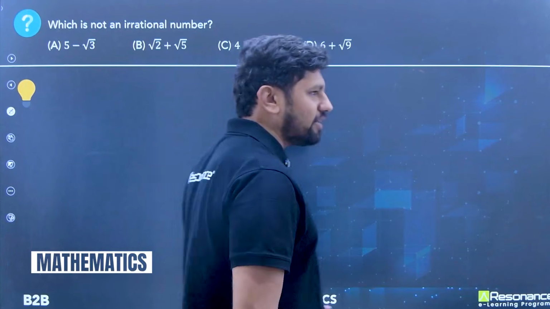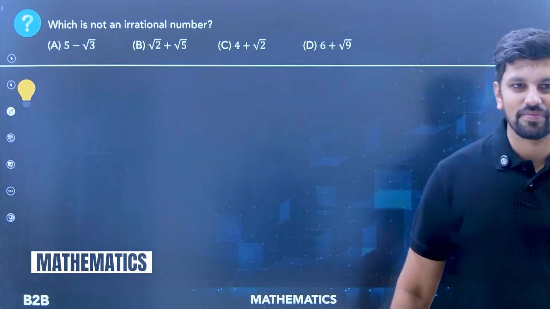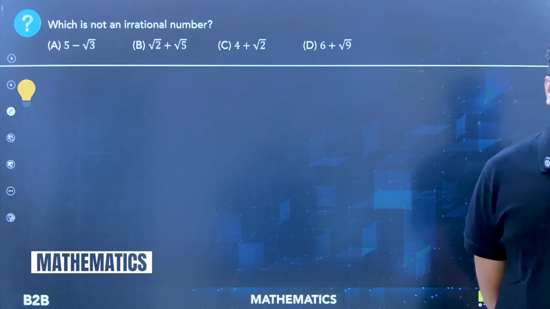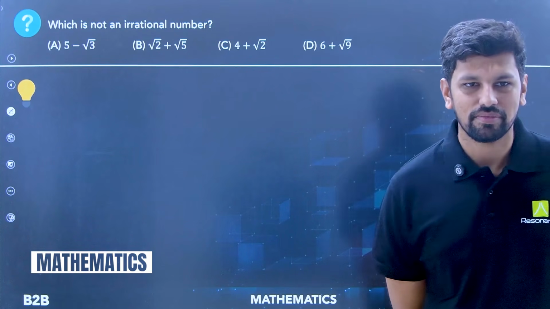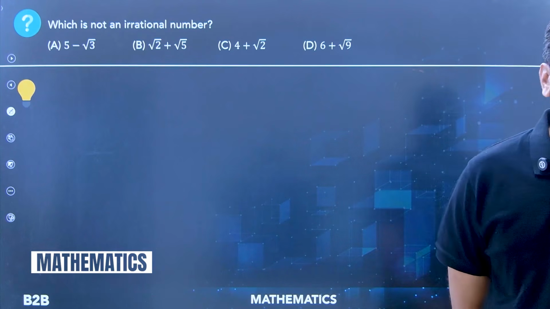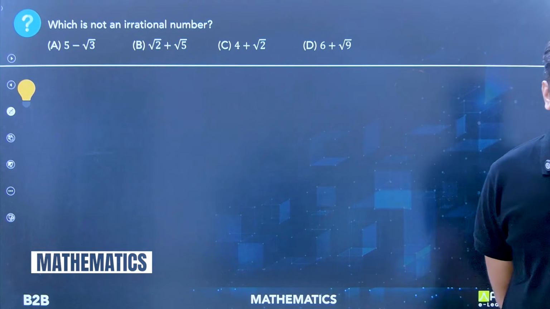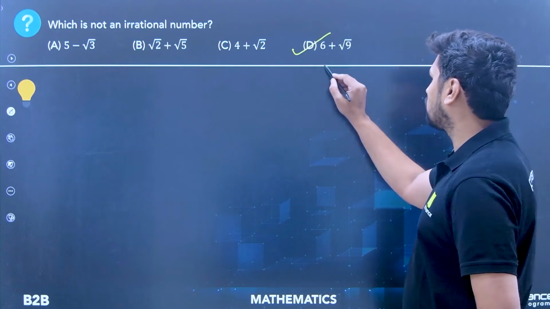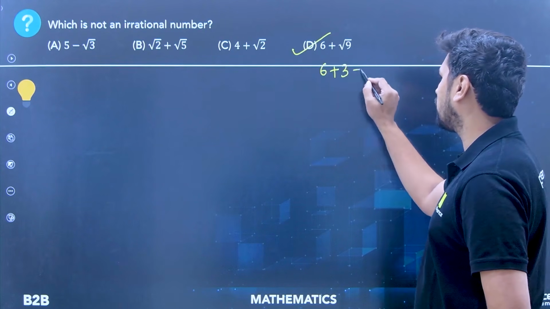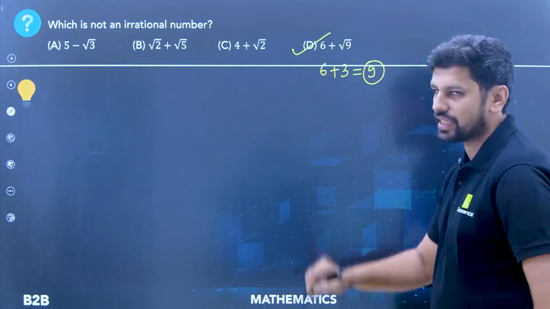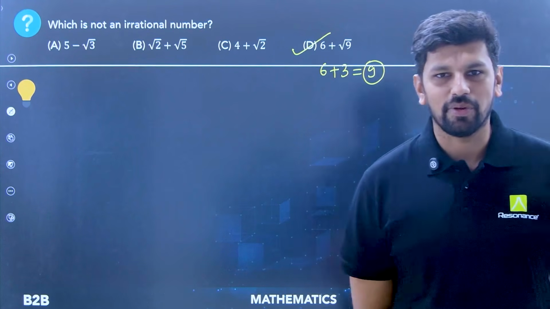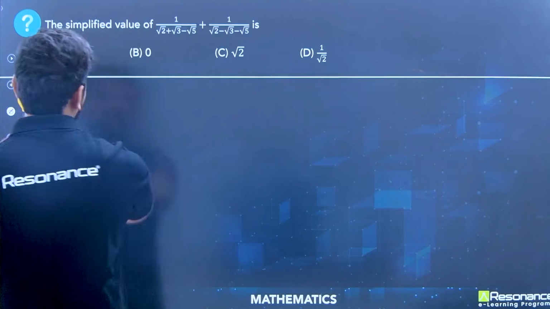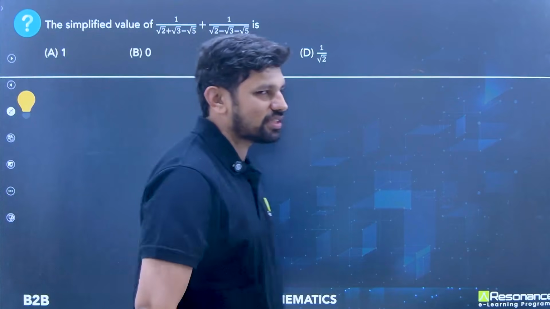So, which is not an irrational number? Tell me, just seeing it, you can tell. Which is not an irrational number in this? Yeah, option number D. Because this will become 6 plus 3, that is equal to 9. Very good. Easy peasy, lemon squeezy types. Okay, next question.